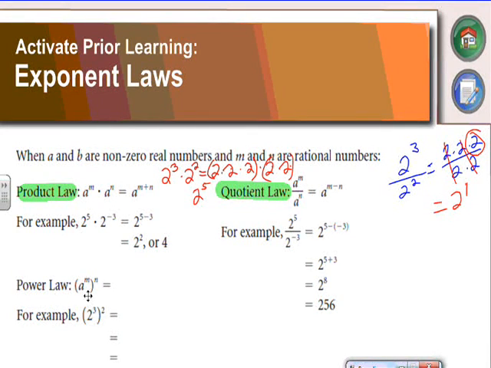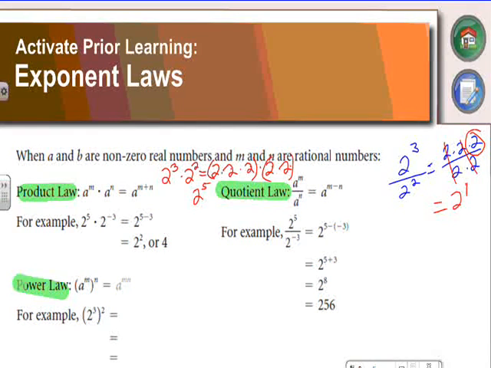Now when we got the power law, or exponent of an exponent, we added when we multiplied, we subtracted when we divided. When we have a power of a power, we multiply those exponents together.